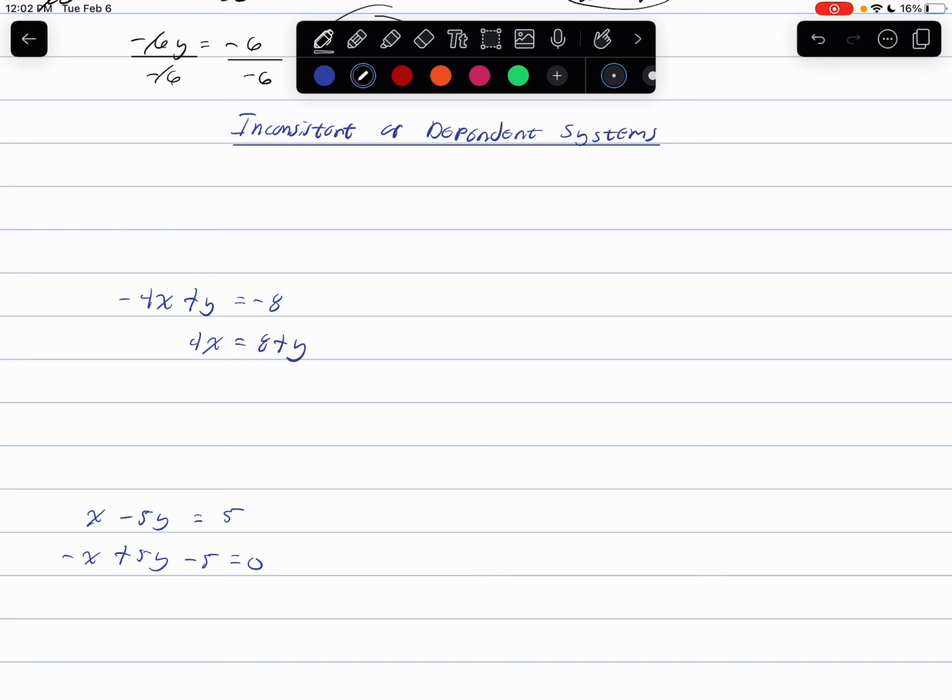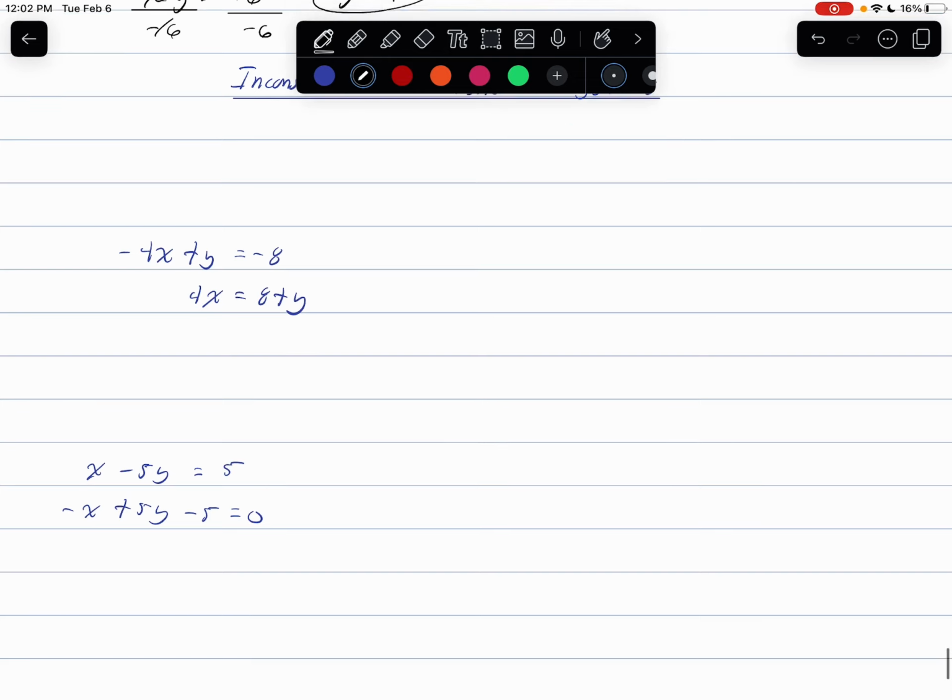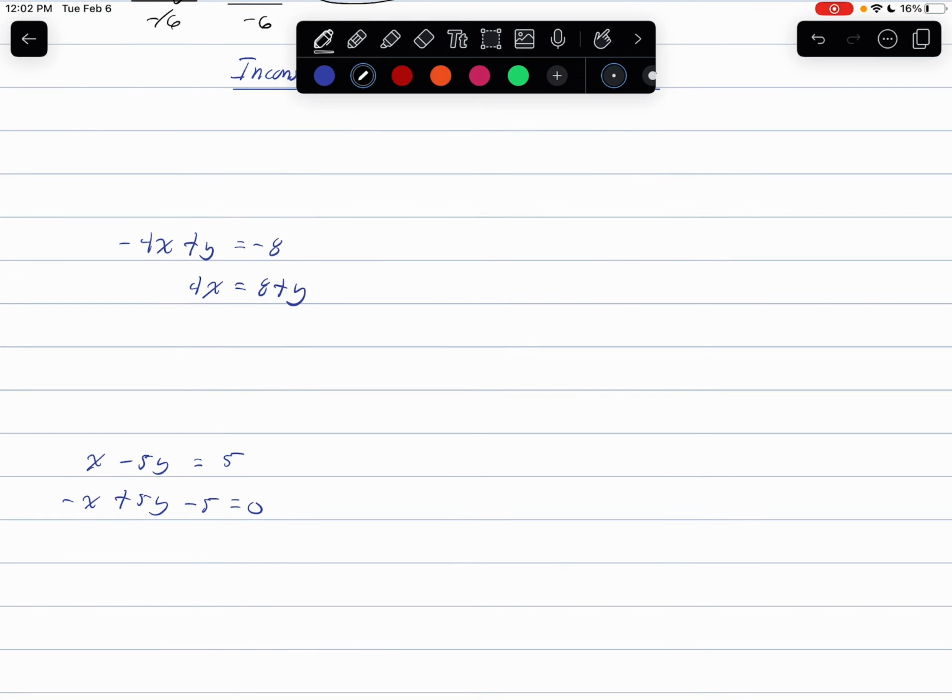Here we have negative 4x plus y equals negative 8, and we have 4x equals 8 plus y. Okay, so let's see if we can write this in a way that makes it look like a more normal system of linear equations. Let's just move this y over to the other side, and that's going to give us negative 4x plus y equals negative 8, and then we have 4x minus y equals positive 8.